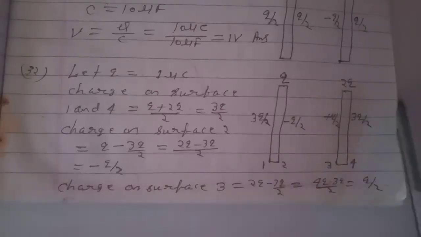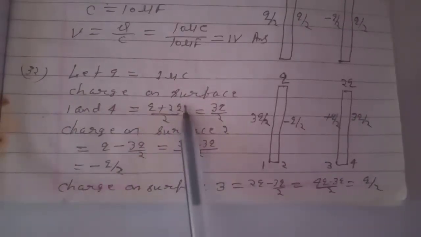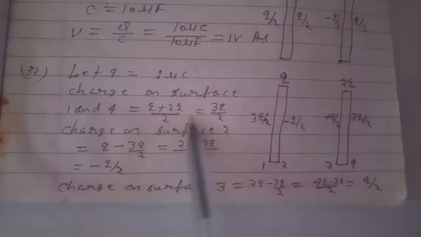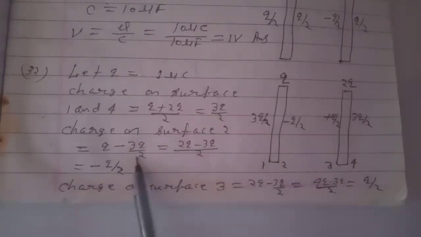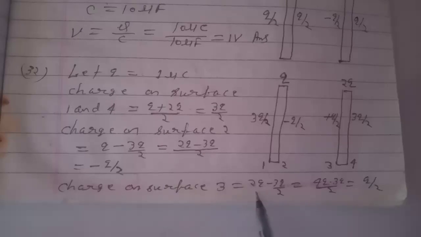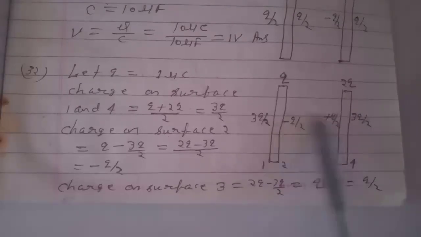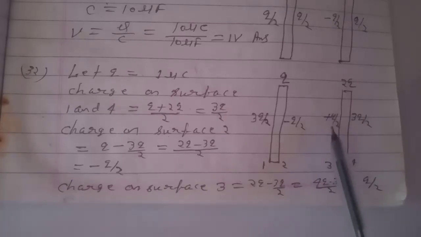We use the formula for the outer surface: Q out equals net charge divided by 2. Let Q equal 1 microcoulomb. Charge on the outer surfaces, surfaces 1 and 4, is (Q plus 2Q) by 2, or 3Q by 2. So charge on surface 2 will be Q minus 3Q by 2, which equals minus Q by 2. Charge on surface 3 will be 2Q minus 3Q by 2, which equals Q by 2. So facing surfaces have charge minus Q by 2 and plus Q by 2. In the formula of capacitance we have to use this charge.